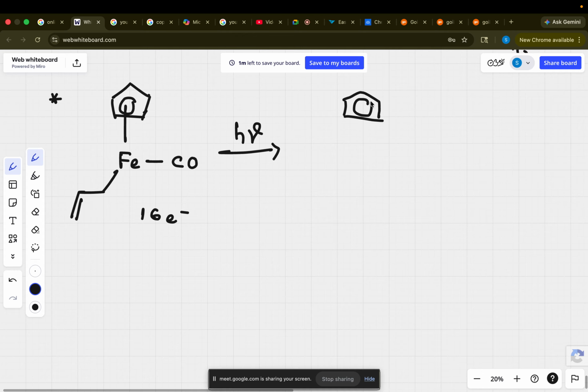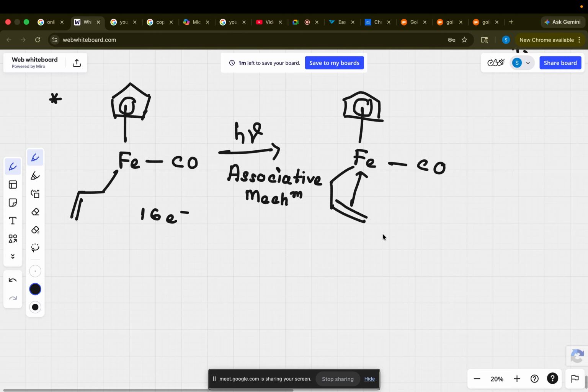So this is the cyclopentadienyl thing you have. Here you have iron. So if you have 16 electrons, that means here it will follow the associative mechanism, not dissociative. So it will follow your associative mechanism. So this double bond will donate the electrons, and you have carbonyl, so you are getting 18 electron.